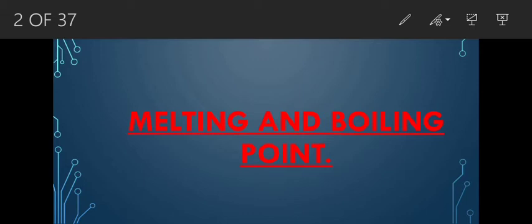As we know that S block elements have very low melting and boiling point, but in comparison to S block elements, the members of D block elements have higher melting and boiling point. And if you compare the D block elements with P block elements, the P block elements have higher melting and boiling point than that of D block elements.